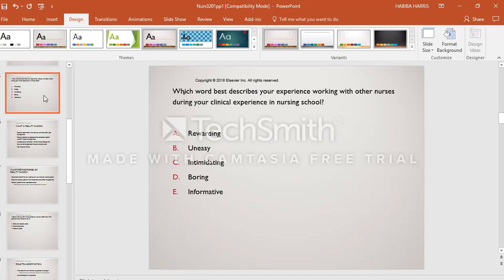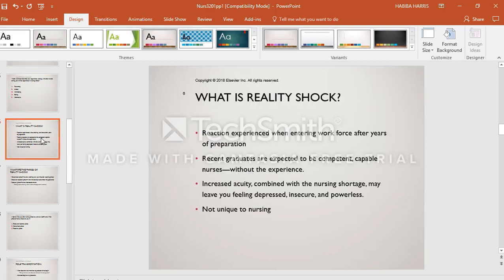So which word best describes your experience working with other nurses during your clinical experience in nursing school? Now, some of this is based on nursing schools, and all of you are already RNs, but you may be new graduate RNs, so this would maybe pertain to you. So in nursing school, was it rewarding? Was it uneasy, intimidating, boring, informative? I think a lot of those, just depending on the day of nursing school, but most of all, it's very, very, very busy, and I don't see that. So I guess boring is not an option. Okay, and the real thing, whenever you start nursing, reality shock is a very, very real situation.